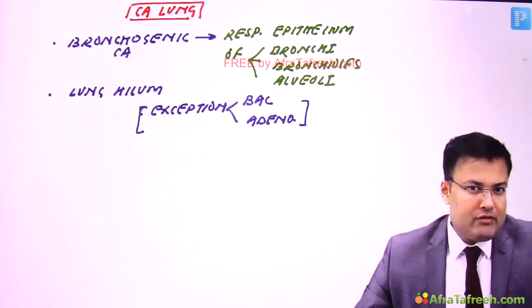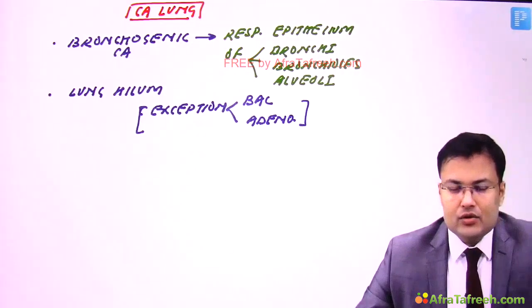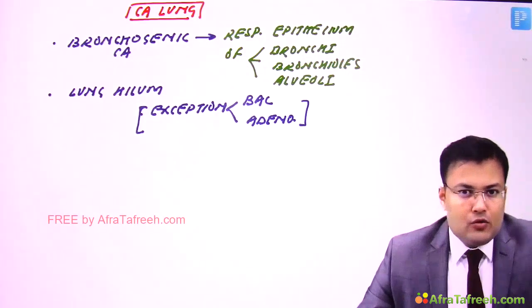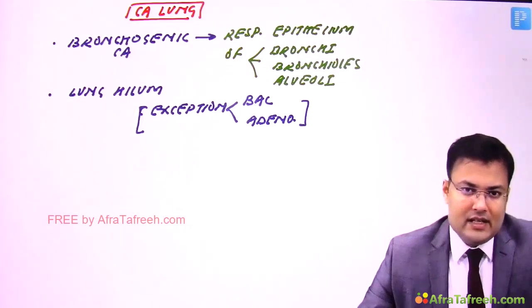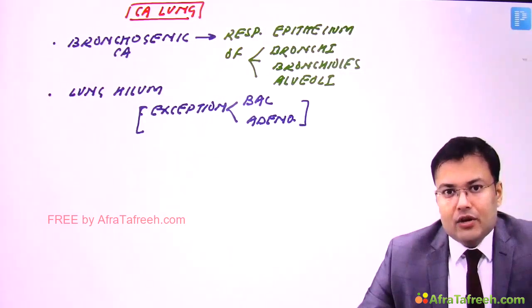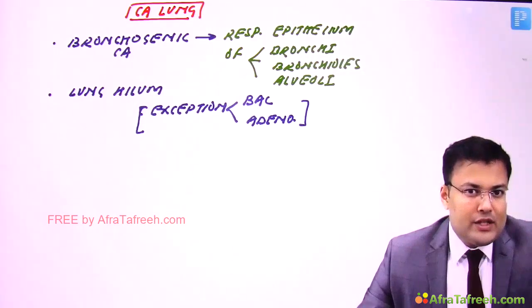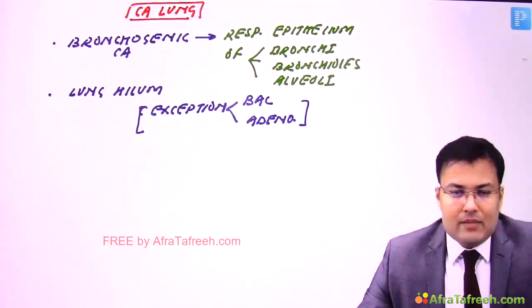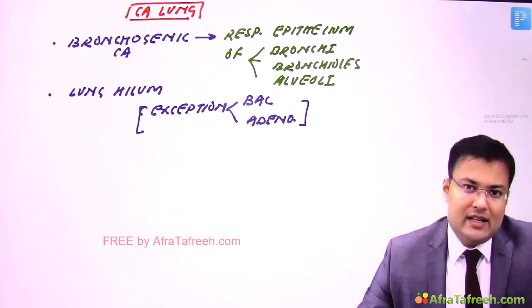Now, there are 3 important questions which are frequently asked in relation to carcinoma lung. First, what is the most common type of lung neoplasm? Carcinoma lung. Second, what is the most common visceral malignancy worldwide? Carcinoma lung. And which malignancy is responsible for most of the deaths? That is also carcinoma lung.